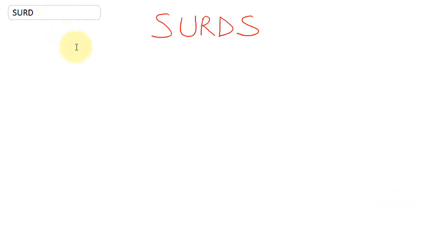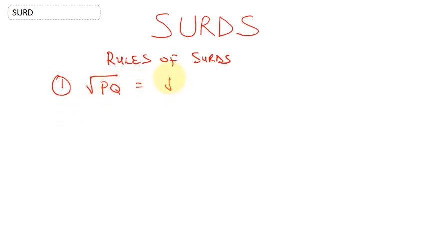Now, the first thing we want to talk about are the rules of Surds. Surds have some basic rules. The first one, rule 1, is root of P times Q. It's equal to root P multiplied by root Q. Understanding this basic principle will really help you in solving several questions.